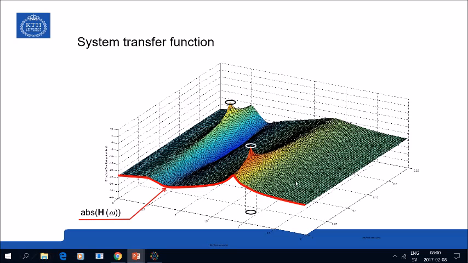So this theorem shows that from a measured, known frequency response function, we can reconstruct the system transfer function, except for the singular points.